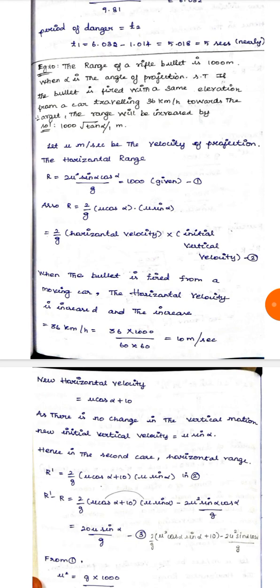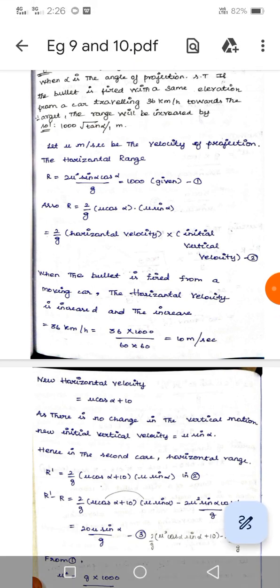Now we have to see example 10 from dynamics. The range of a rifle bullet is 1000 meters when alpha is the angle of projection. Prove that if the bullet is fired with the same elevation from a car traveling 36 km per hour towards the target, the range will be increased by 1000 root tan alpha by 7 meters. We have to prove this.